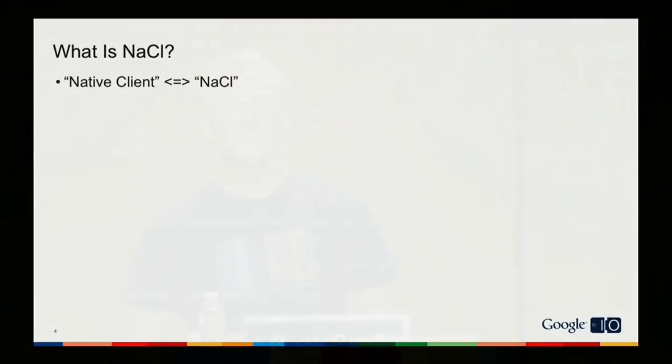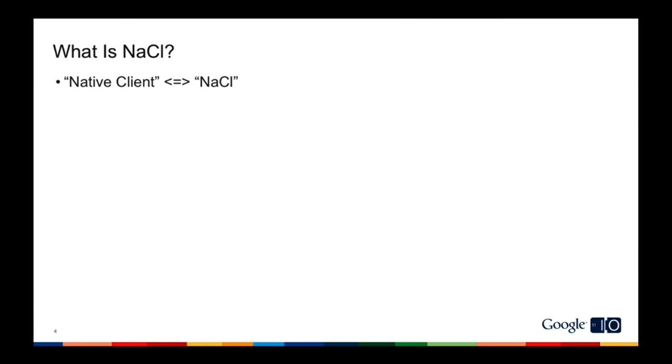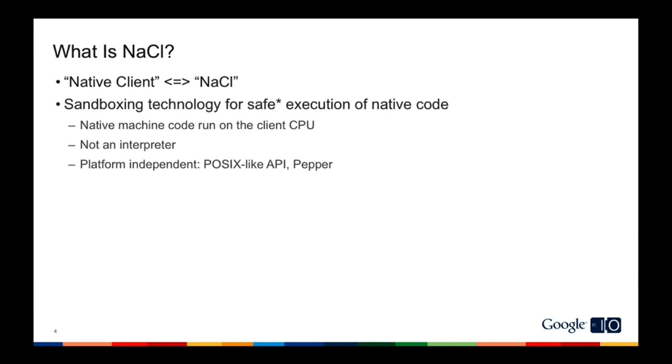So what is NaCl? We abbreviate everything, you know. So Native Client is shortened to NaCl. This gives way to all kinds of bad puns on salt and pepper. Everybody got that? Good.